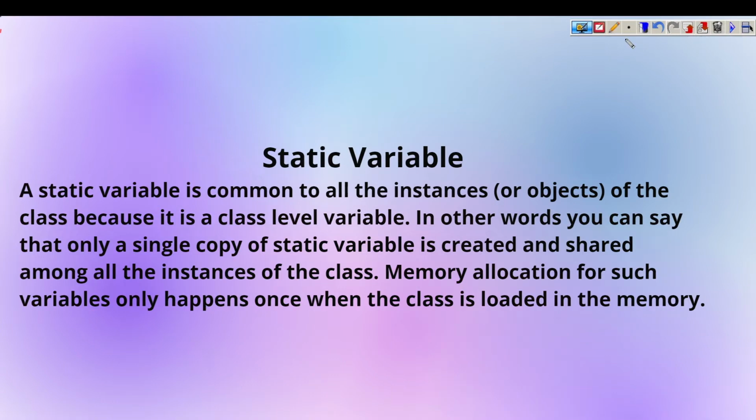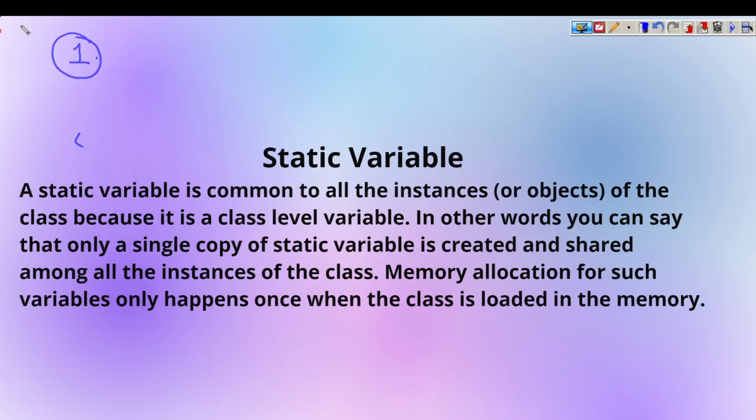If you see here, it is common to all the instances of that particular class. Now, whenever you create a static variable, even if there are multiple objects of that particular class, there will be only one static variable present for all those objects. You can say that only one copy will be created of that particular variable. And the memory allocation, what about the memory?